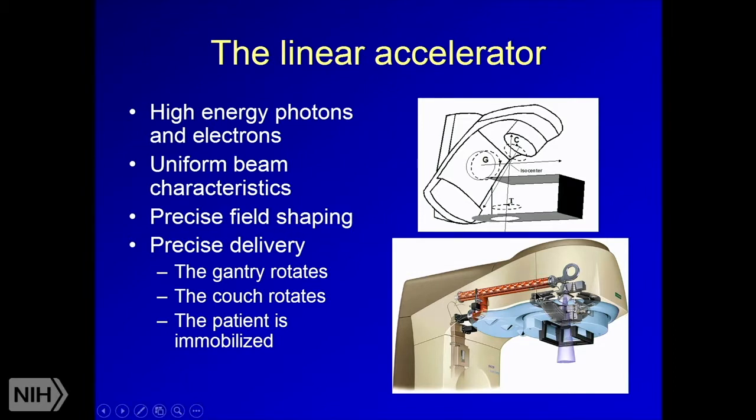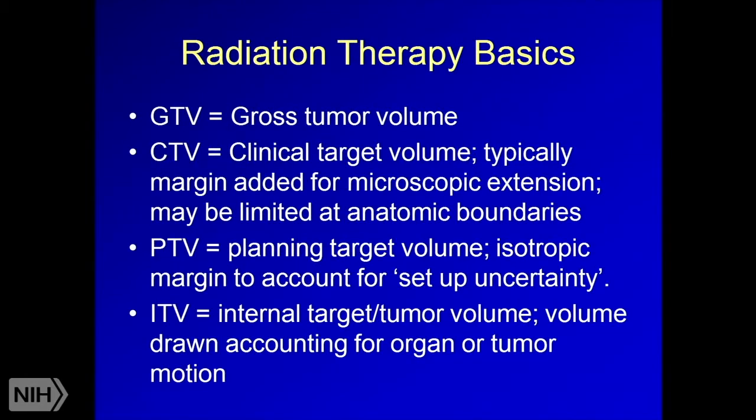What's depicted here is what's in the head of the machine. The electrons come in through this electron tube, and then there's a bending magnet, which flips them around and has them come out through the head of the machine. In the head of the machine, there are numerous jaws that move in different directions, which can help shape that beam based on how we determine it from the treatment planning. We're able to do precise delivery because of the gantry rotation, the couch rotation, and because we also immobilize our patients, and I'll show a couple pictures of what that can look like.